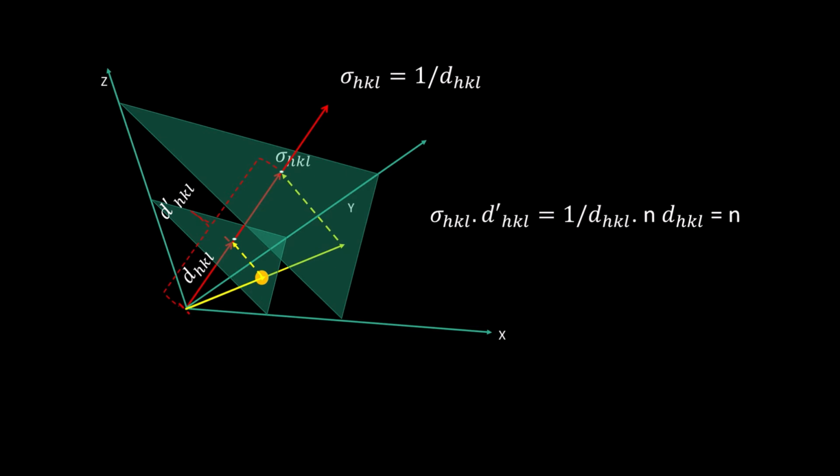This integer gives us the order of the particular plane in the hkl family. That is, n will be 0 for the plane passing through the origin, and it will be 1 for the first plane and 2 for the second plane, etc.